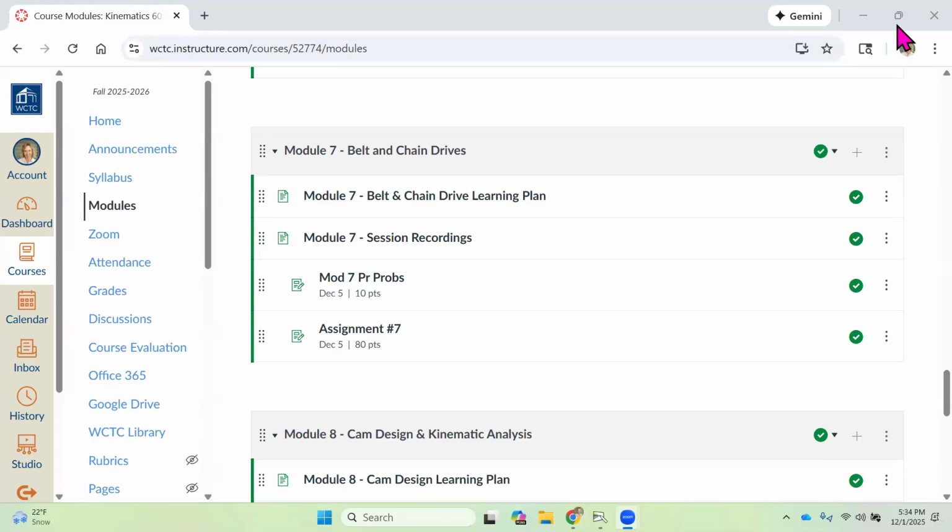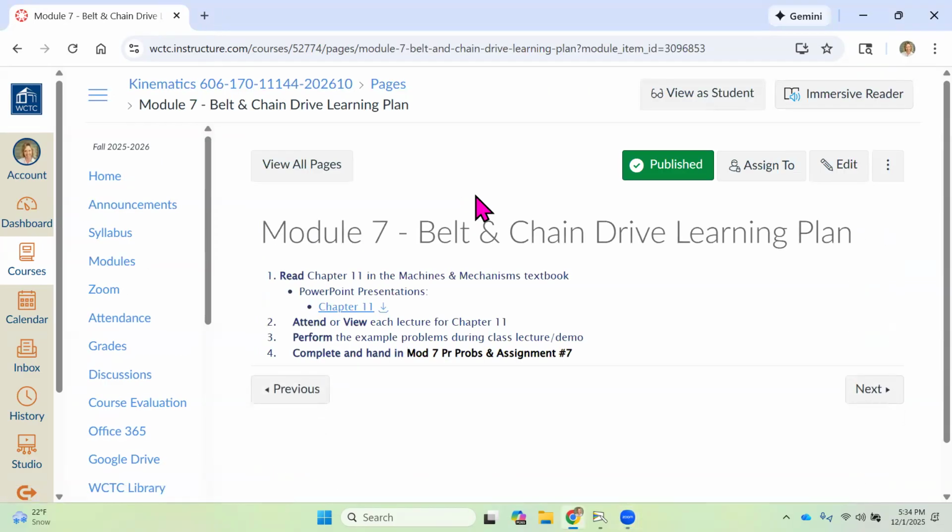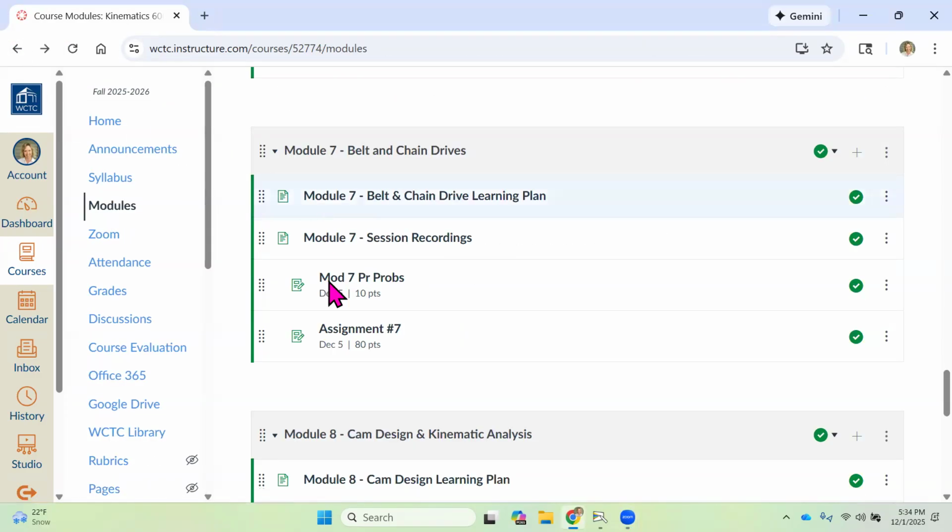Okay, so this evening we're going to be looking at belt and chain drives, which is Module 7. Actually, specifically starting with belt drives this evening and then chain drives the next time we get together. If we look at the Module 7 learning plan, you will notice that we are going to be focusing on Chapter 11. So just one chapter here, but it does divide into two sections. Like I said, we'll be hitting belts tonight and then chains the next time we're together.